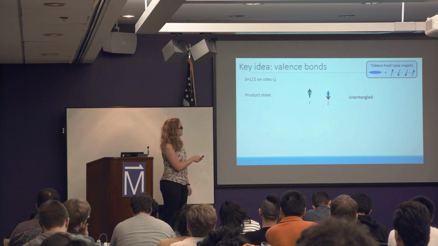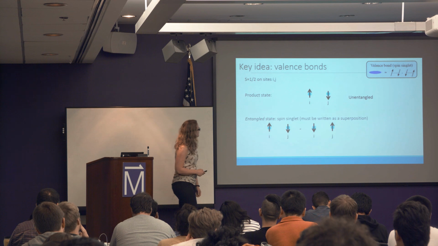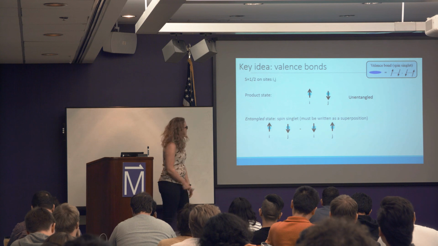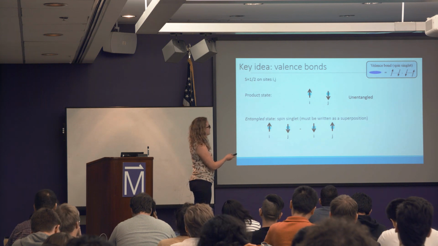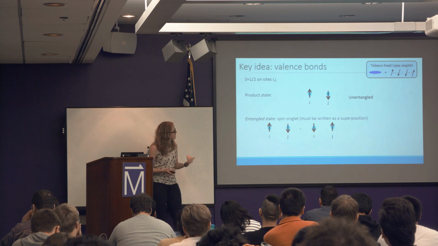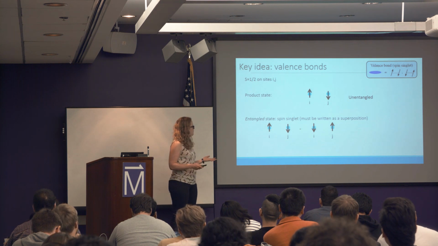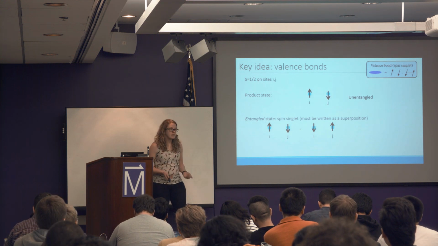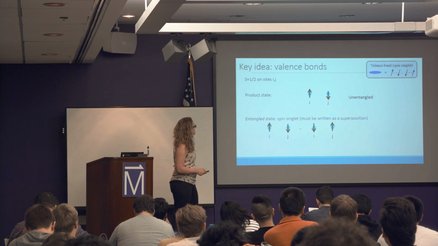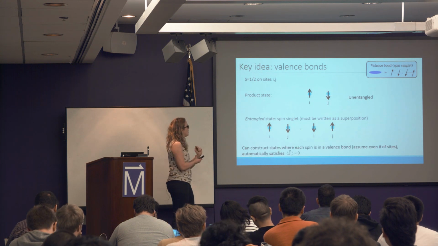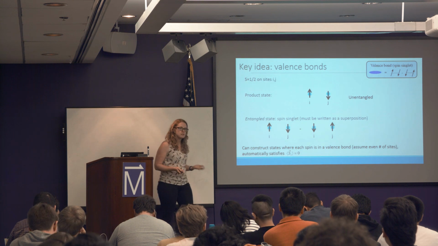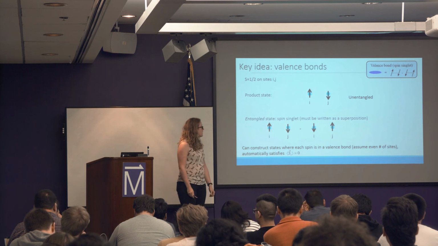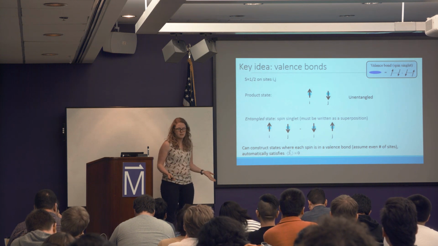What we know, if we have an antiferromagnetic interaction between these sites, is that the ground state will actually be this entangled state that's a spin singlet. This is simply what we call a valence bond. I'm going to be drawing some pictures, and they're all going to look like this. It just means it has this entangled spin singlet state. Part of what we mean by entangled is that it must be written as a superposition like this. There's no way to rewrite it in a different basis where it's not a superposition. So when we're trying to construct states that don't have any expectation of spin, we can construct states where every single spin is in a valence bond.